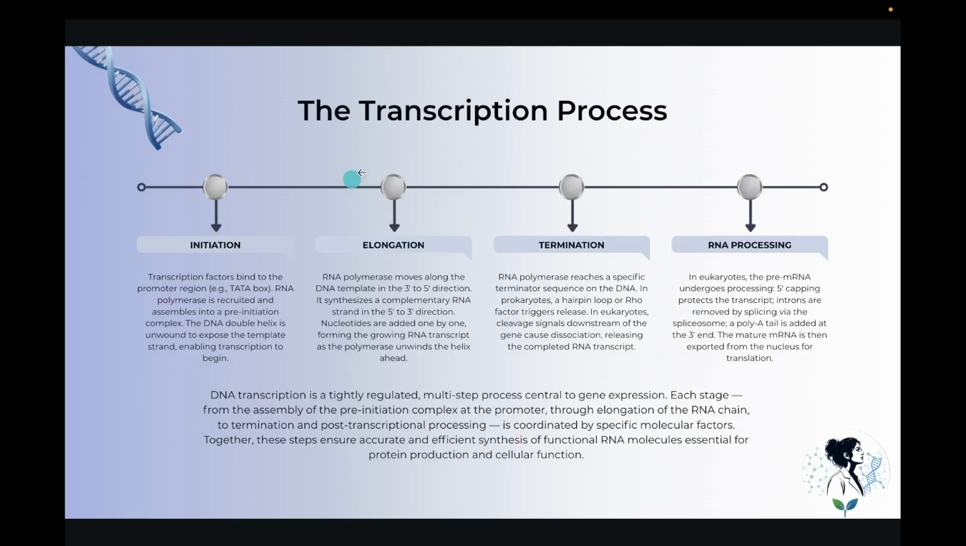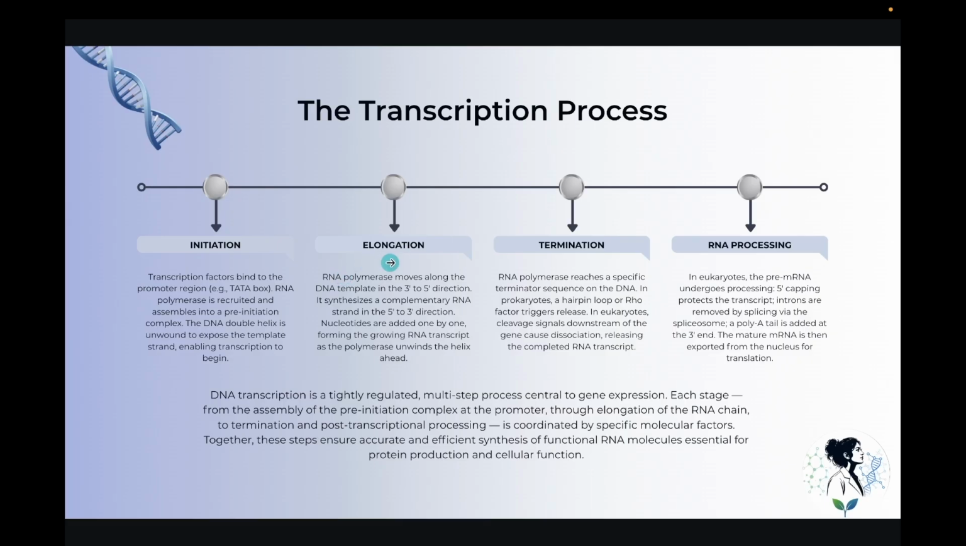So this is the overview of the transcription process, which begins with initiation. In this process, transcription factors bind to the region of DNA that is known as the TATA box, and there RNA polymerase is recruited, which forms the pre-initiation complex, and the DNA double helix is unwound to expose the template strand, enabling the transcription to begin. Next is the elongation.